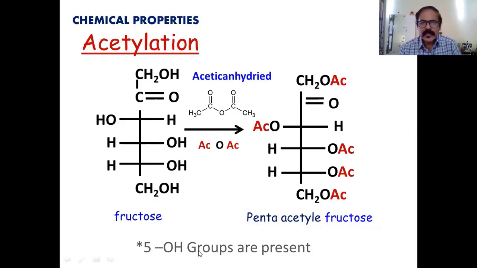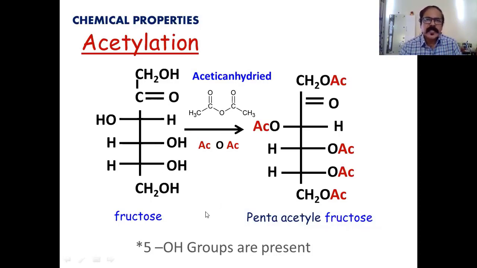It is the same thing, the only difference is that if you don't know the structure, we take the fructose and subject it to acetylation. We get a pentacetyl derivative. As we get a pentacetyl derivative, we draw the conclusion that 5 hydroxyl groups are present. And after that, you can write the equation using this formula. Then you will get good marks.